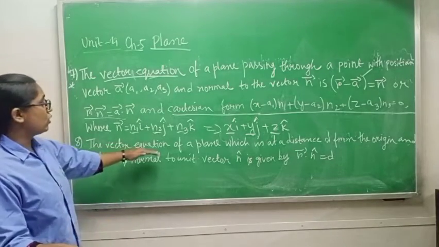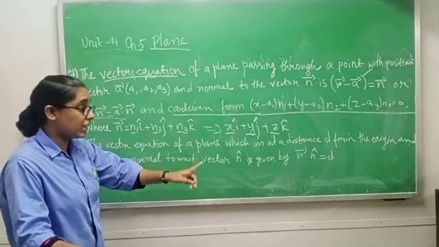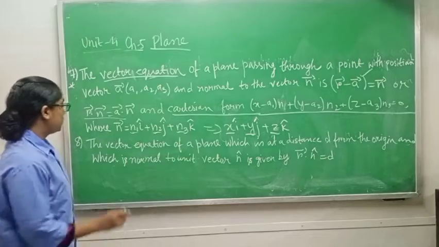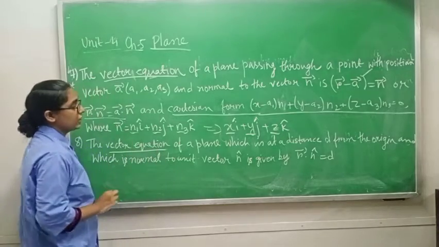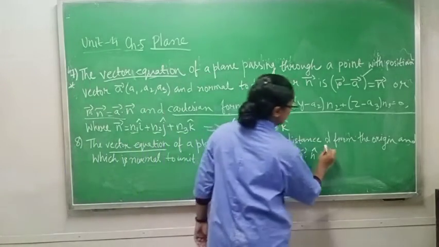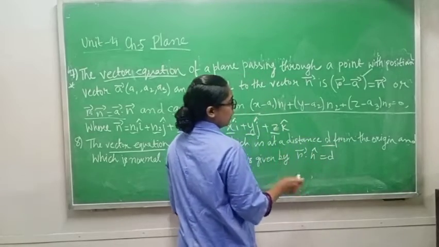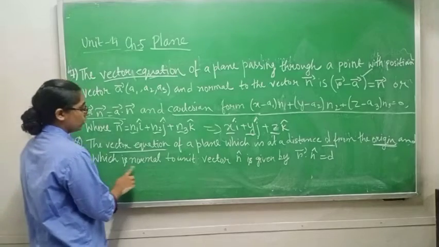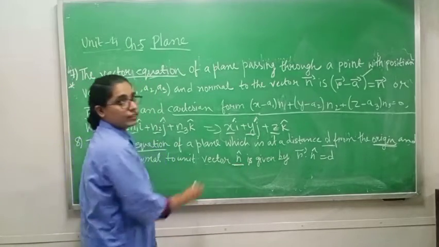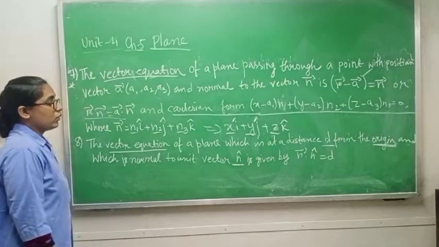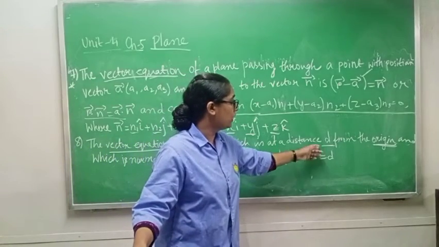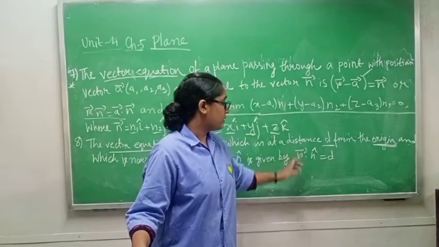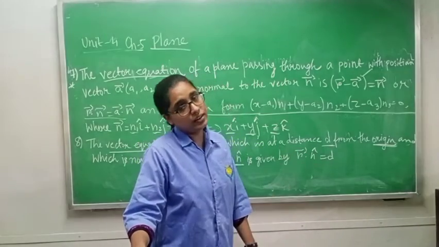So now the vector equation of a plane which is at a distance d from the origin and which is normal to unit vector n. Now we have to find the vector equation again, but the condition is that the distance is d from the origin, and it is normal to unit vector n. Then the vector equation will be r vector dot n cap equals d, where d is the distance, r is the position vector and n is the unit vector.